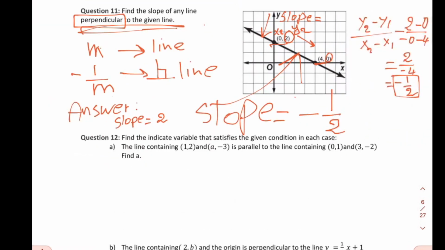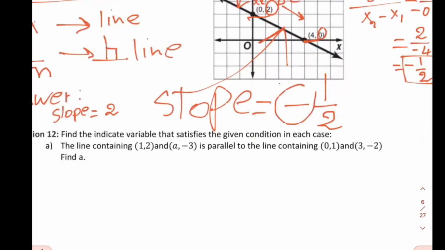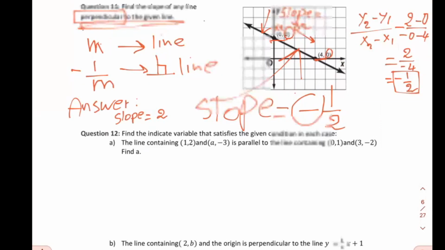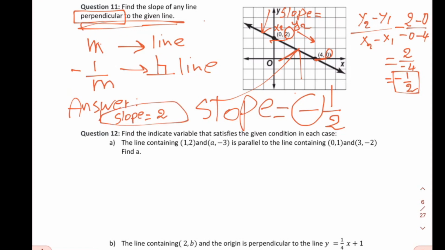Why? Because you change the sign. If it is minus, you change it to plus. And if it is 1 over 2, you change it to the reciprocal, which is 2. And that's why you get the slope equals 2. Okay?